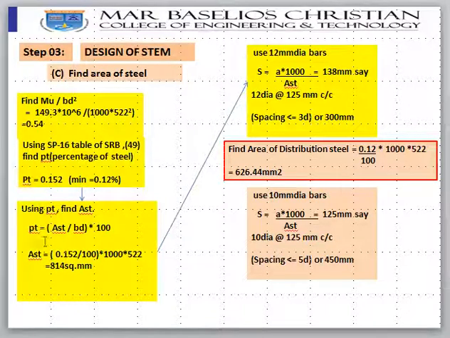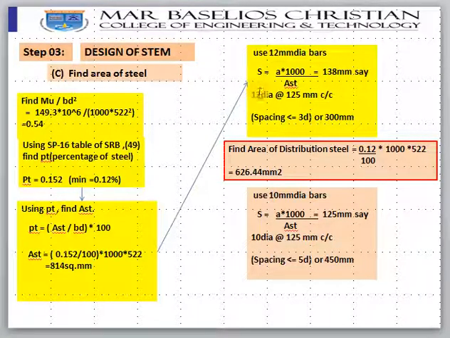So once you got pt, you can find out Ast like this, because pt is equal to Ast by BD into 100. So from this you can find out Ast. It comes around 814 square millimeter. We use 12 mm dia bars. Using a into 1000 divided by s, you will get spacing as 130 mm. It's not possible to provide exactly 130 mm at site, so you can go for 120 or 125, which is fine.